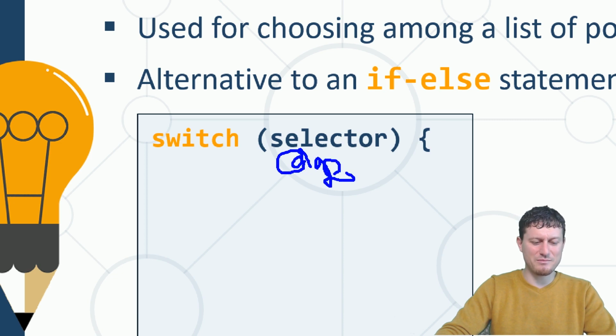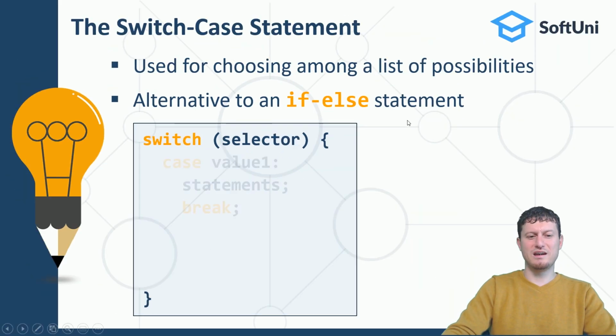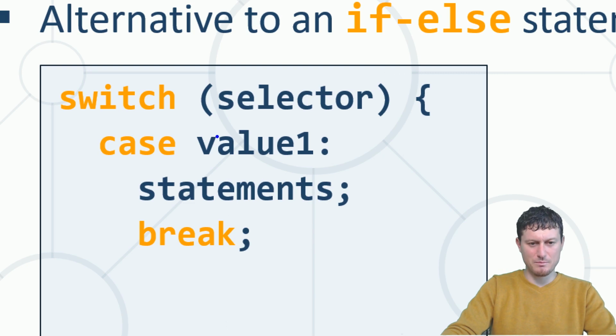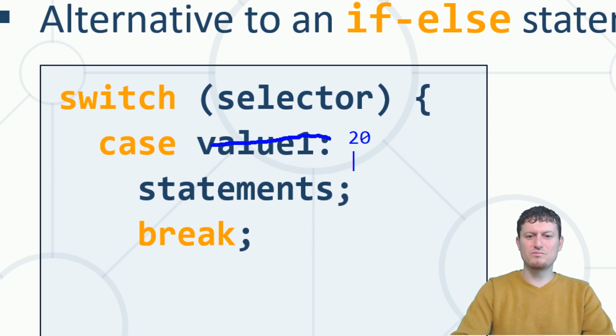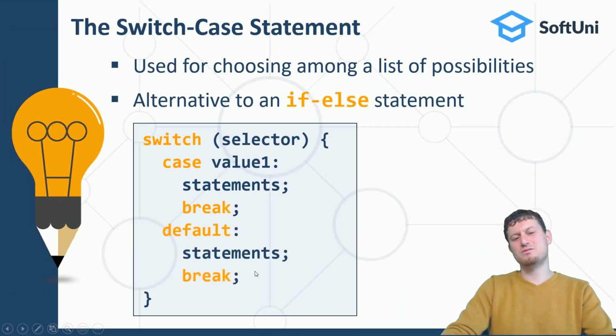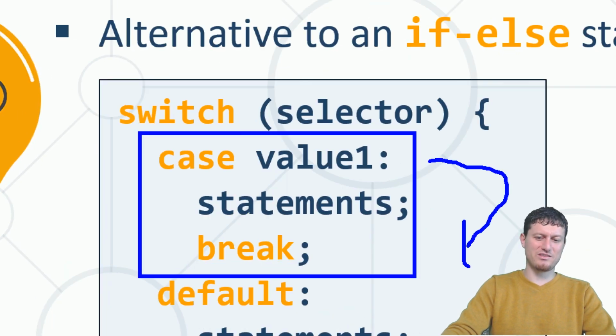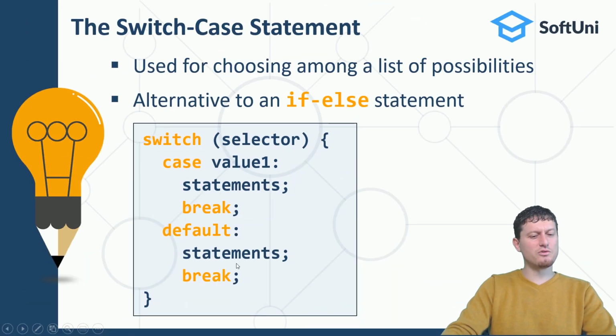Okay, I cannot type this. Switch of age. And if the age is, for example, here 20, do something. Break. Otherwise, check. We may have many cases. Many such cases. Default, do something.